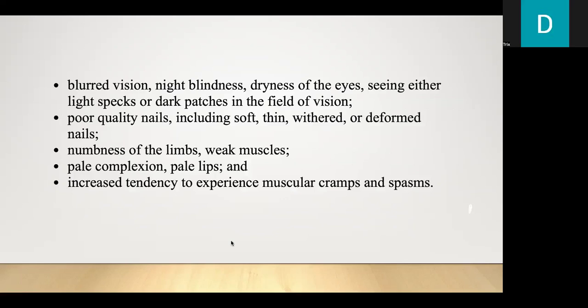such as blurred vision, night blindness, dryness of the eyes, seeing either light specks or dark patches in the field of vision, poor quality nails, including soft, thin, withered, or deformed nails, numbness of the limbs and weak muscles, pale complexion, pale lips, and increased tendency to experience muscular cramps and spasms.